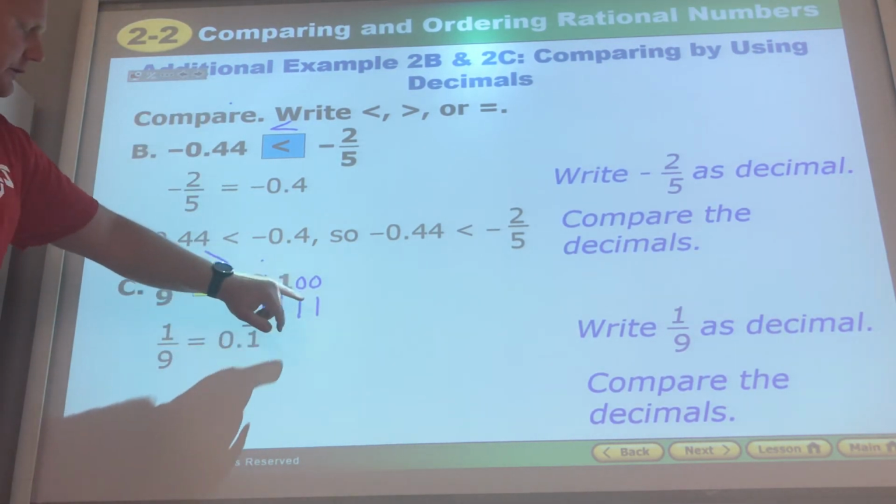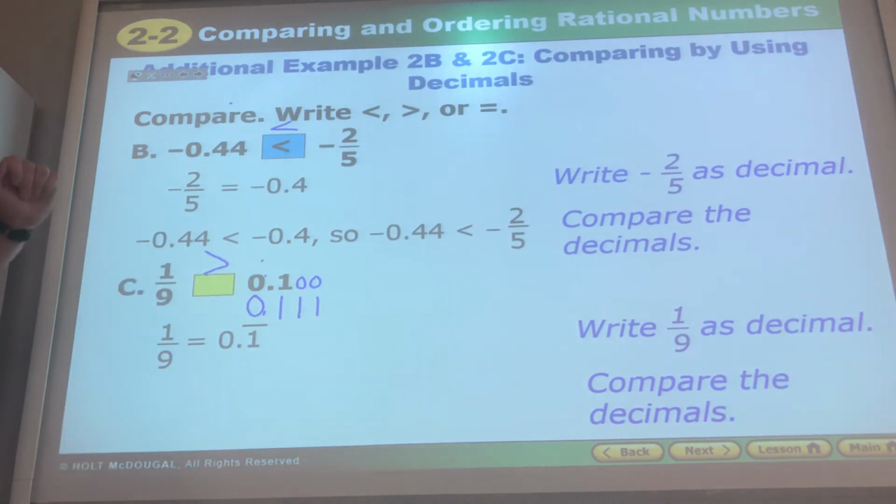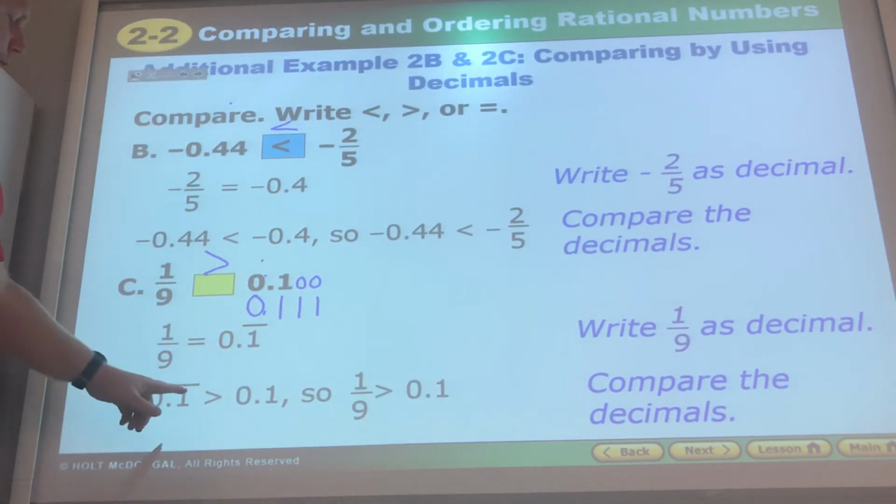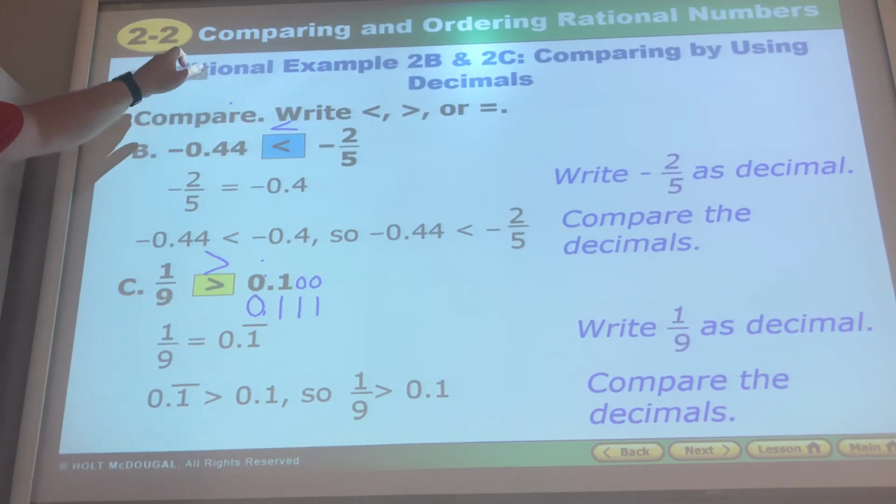100 is smaller than 111. Oh, I know that that number is bigger because that's what represents it. We have the greater than symbol. We'll see that come in.